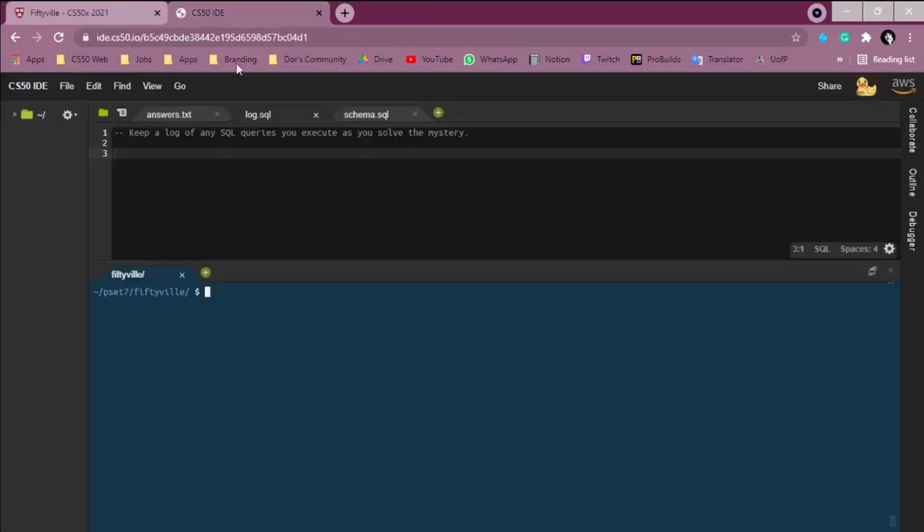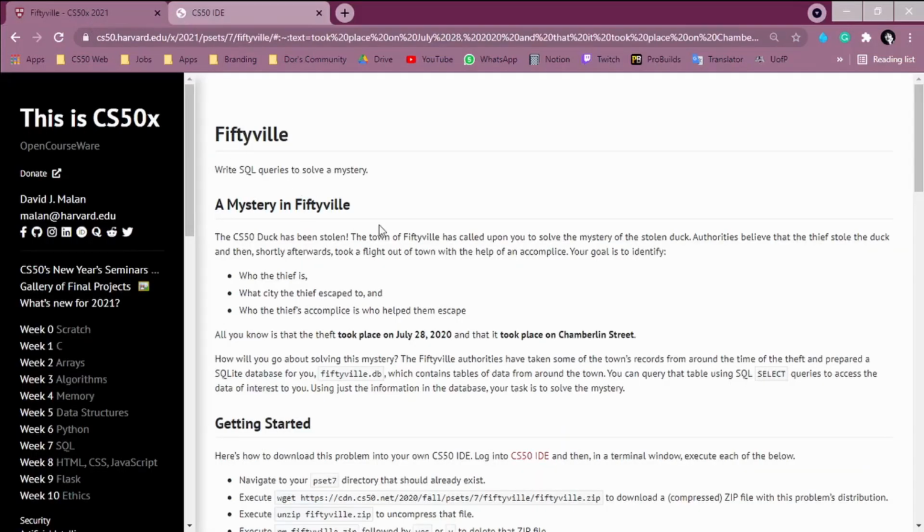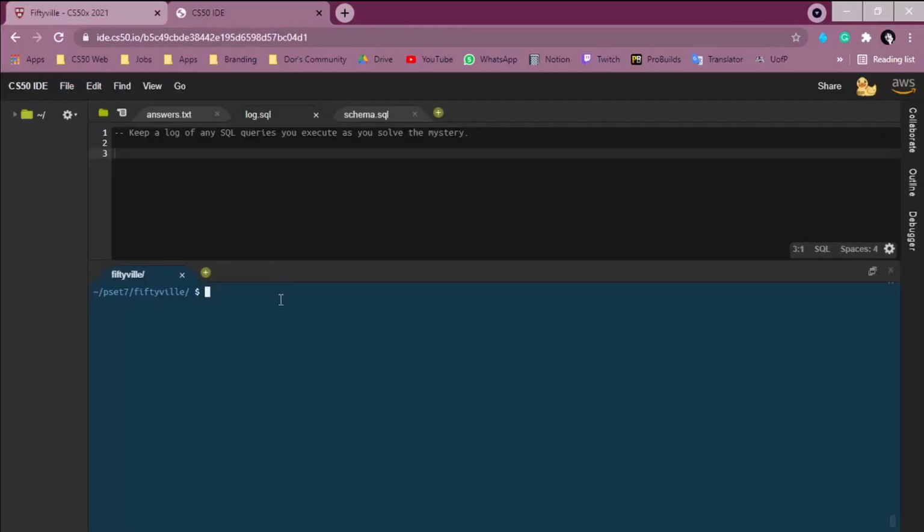So first things first, we have to understand what information we have in our database, okay, and then we're going to start using these two pieces of information to check what we have in our database. So do cd problem set 7 and then cd Fiftyville, okay, and here we're going to use sqlite3 fiftyville.db. And when we do this, we open it here, and we are able to see our database.